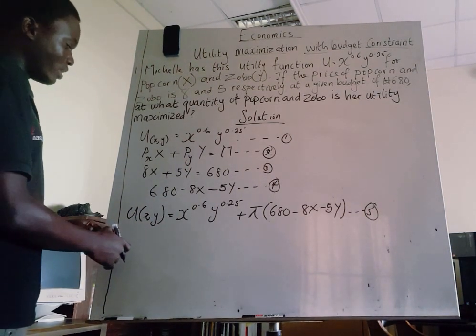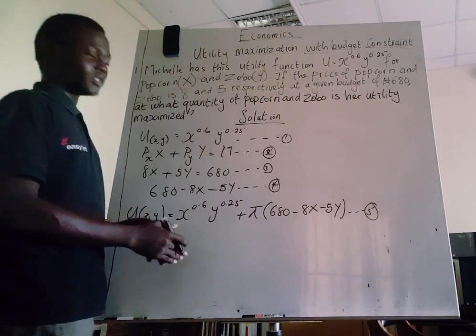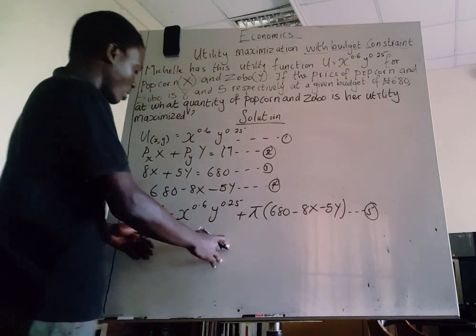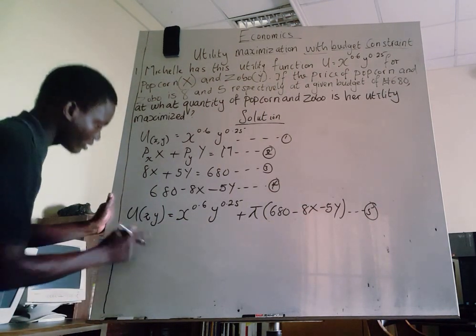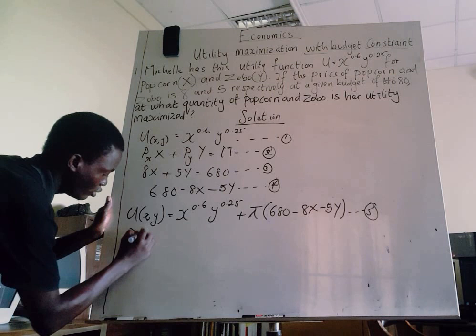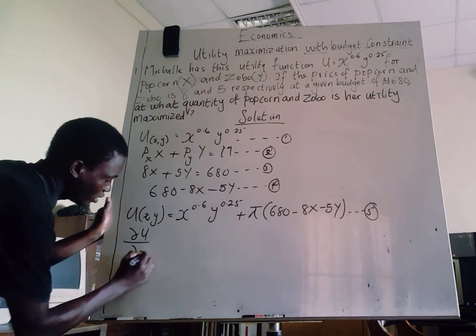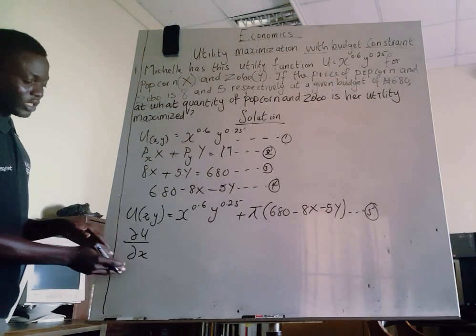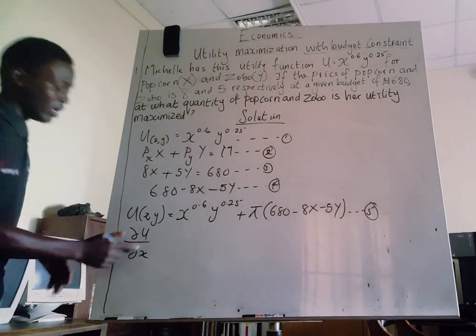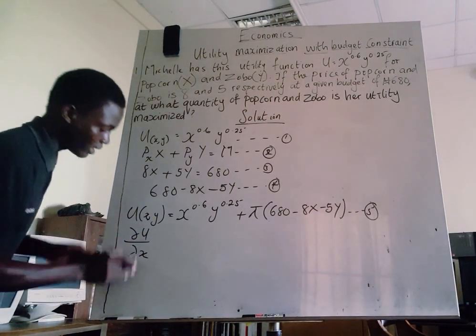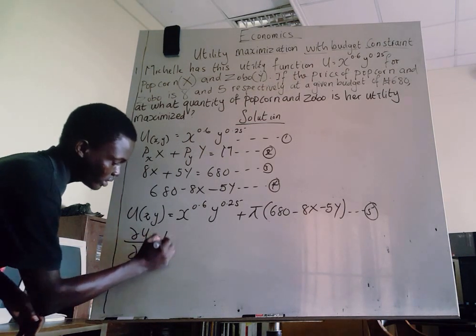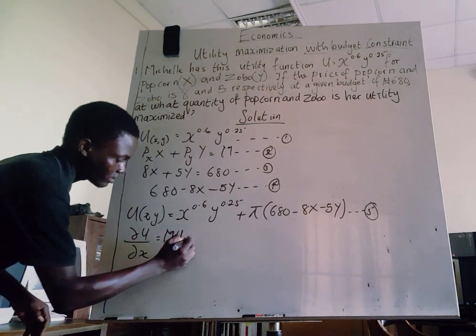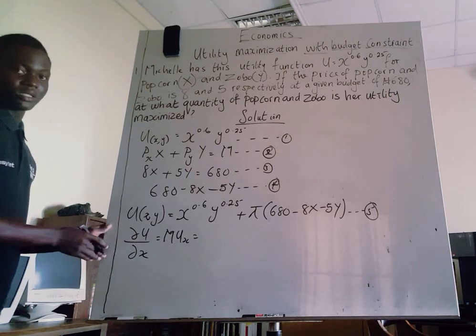So what we have to do now is to find the partial derivative of what we already have here. We start with x. So we are differentiating total utility with respect to x. I want every one of you to note that the partial derivative of U with respect to x is equal to the marginal utility of x.